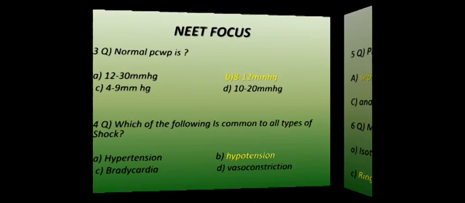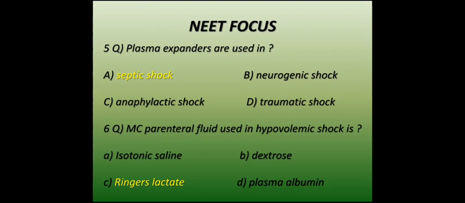Next question: plasma expanders are used in septic shock, neurogenic shock, anaphylactic shock and traumatic shock. Answer is septic shock. Okay, in septic shock, what is the treatment? We'll discuss in detail. So first line is aggressive expansion of fluids, and second line is inotropic drugs. We can give plasma expanders, activated protein C, antibiotics and surgical debridement to control the infection.